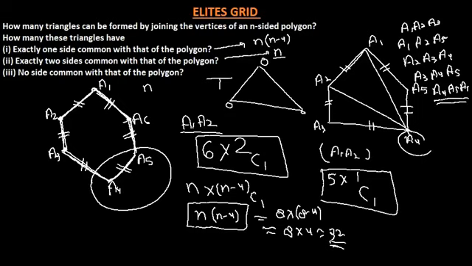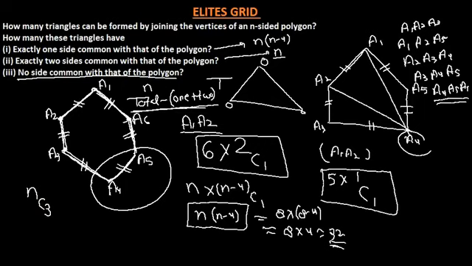Now there is a third question: no side common with that of the polygon. For a triangle, only 2 conditions are possible: exactly one side common, or exactly 2 sides common. If we remove from the total triangles those with one side common and those with 2 sides common, that will give you the total number of triangles which have no side common with that of the polygon. And the total triangles will be NC3.